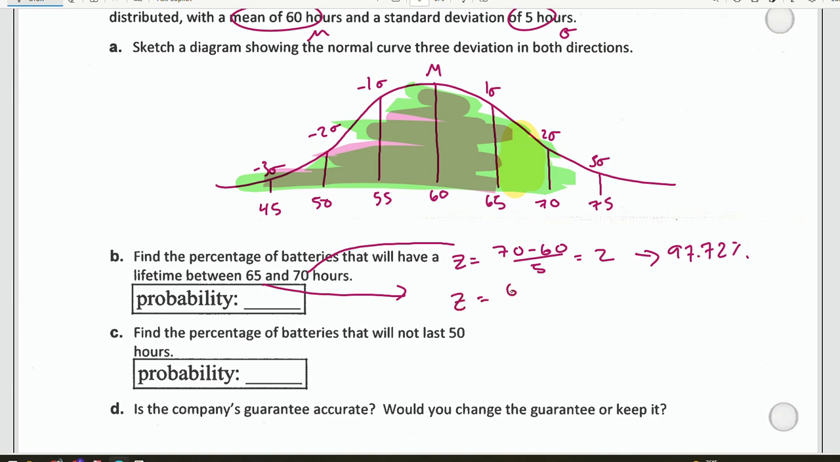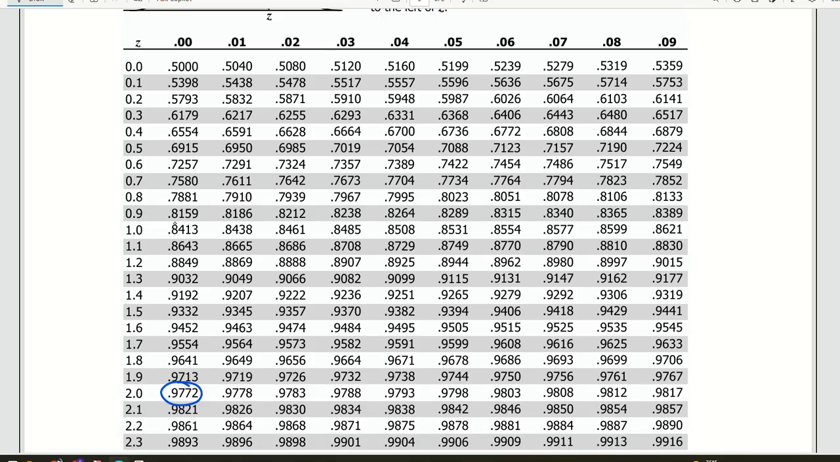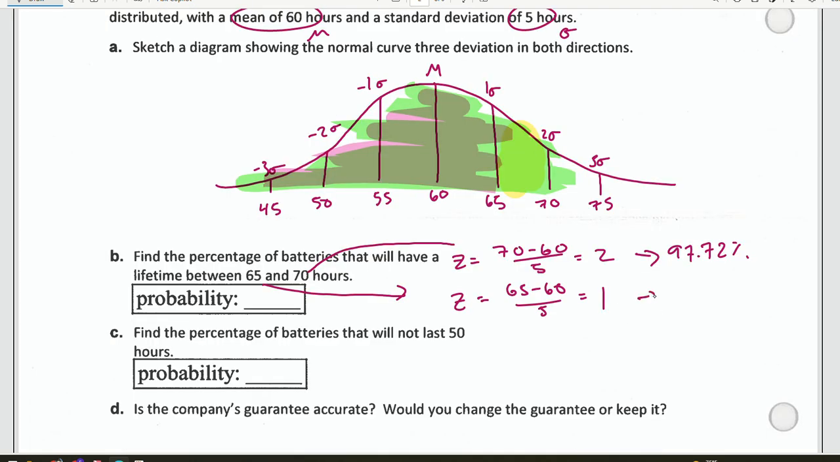And then let's do the z-score for this one. Z equals 65 minus 60 over 5 would give us a z-score of 1. Looking at the table, a z-score of 1.00 would be 84.13, 84.13 percent, and then we are going to subtract to find the probability of this gap. So that's going to be 13.59, 13.59%.